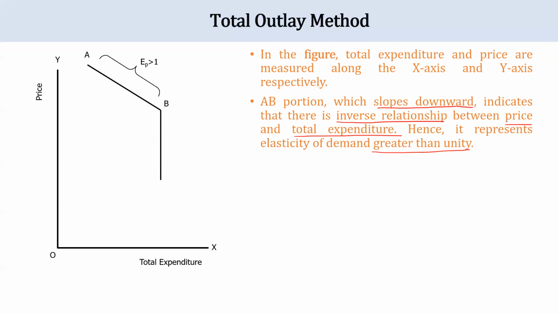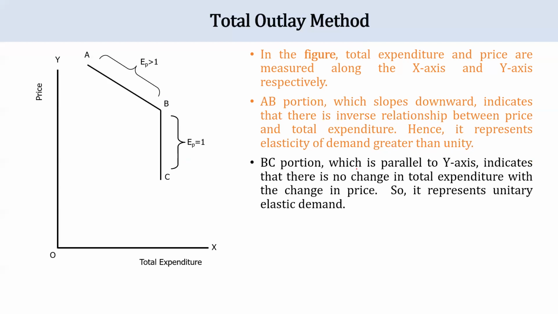And the BC portion shows that there is a fall in price, but no change in total expenditure. That's why there has been movement from B to C, and this movement shows EP equals 1. The BC portion, which is parallel to the y-axis, indicates that there is no change in total expenditure with the change in price. So it is the case of unitary elastic demand, that is EP equals 1.